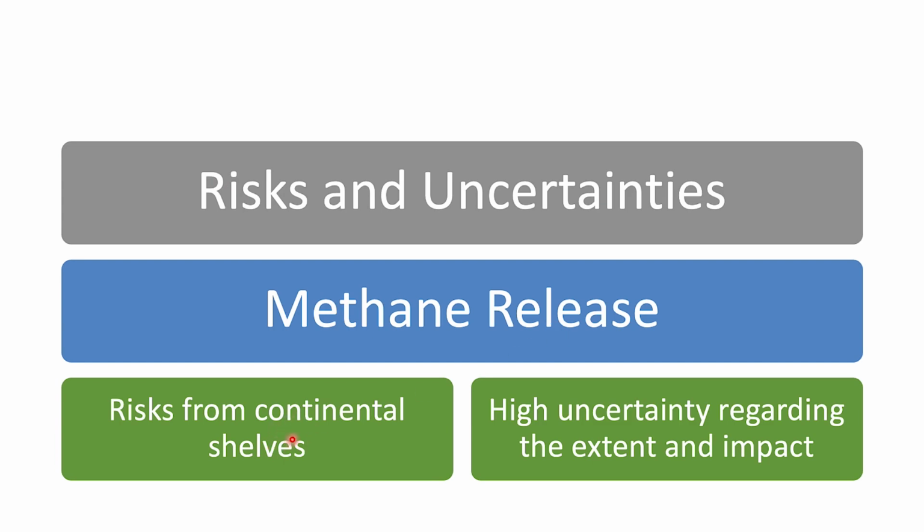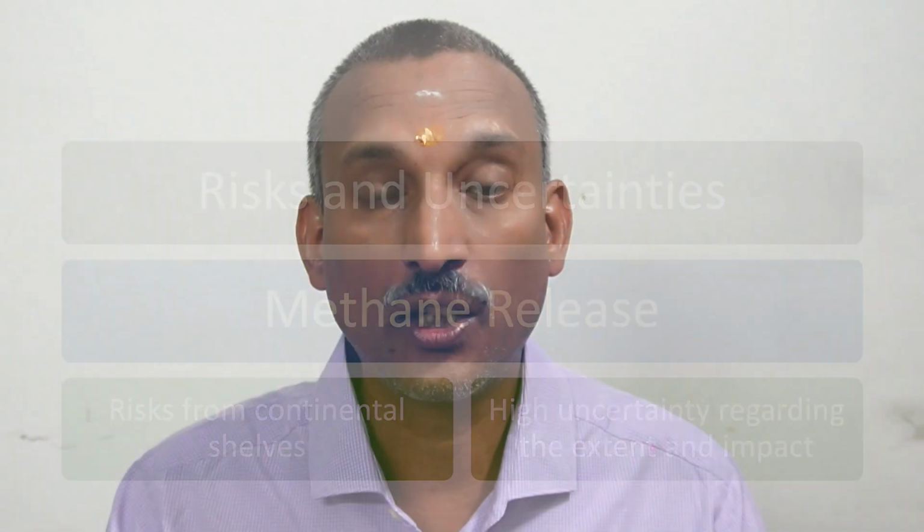This happens in the continental shelves, and also there is a high uncertainty regarding the extent and the impact, because we are only learning about these kinds of changes very recently. So there are lots of studies required to find out what the actual effect is and whether we can prevent it. These are some of the major challenges faced by many of the scientists who are trying to understand the Arctic cryosphere mechanisms.